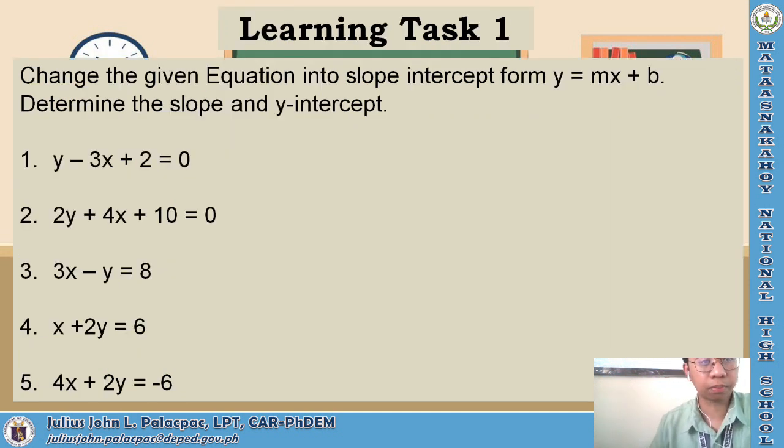Next, we have learning task 1. Change the given equation to slope-intercept form, y is equal to mx plus b. Determine the slope and y-intercept. So we have here, number 1, negative 3x plus y is equal to 2.